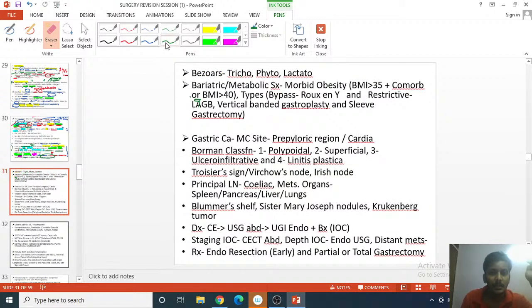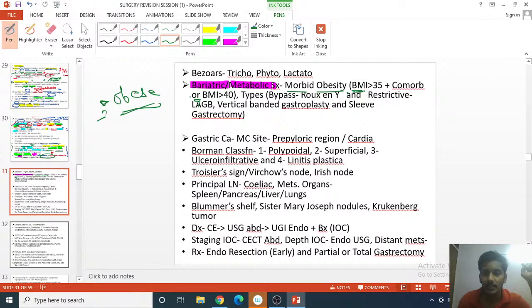Then coming to metabolic या bariatric surgeries. Metabolic या bariatric surgeries कब perform करोगे? When the patient is obese. So obese patients में you perform bariatric or metabolic surgeries. It is seen in cases of morbid obesity. और morbid obesity मतलब जो obesity बिल्कुल ही कंट्रोल नहीं हो पा रही है.